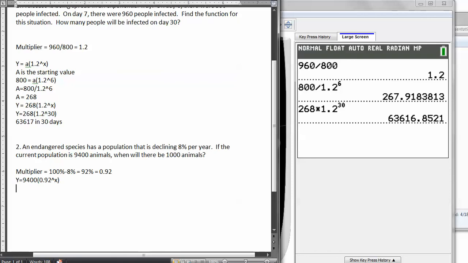We're given what we need here, 1,000 animals. So we need y to be equal to 1,000. We can't just calculate this. We need to find when it's going to happen. That's a clue to use intersect. So y1 will be 9400 times 0.92 to the x power. y2 will be 1000.